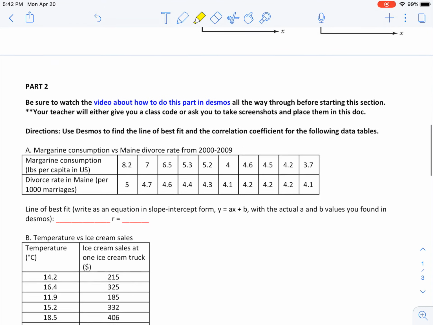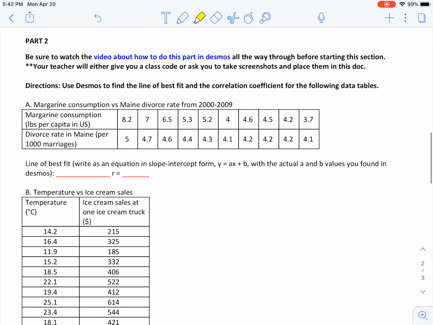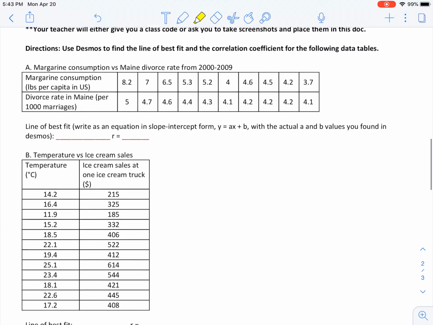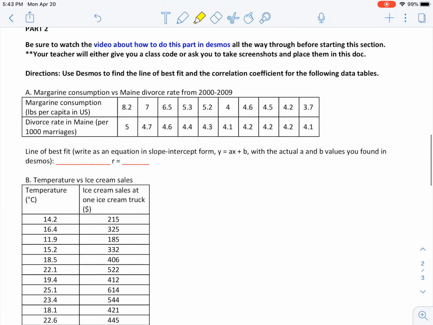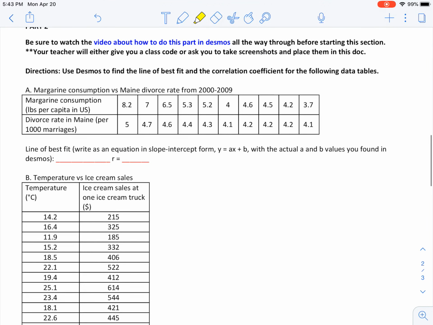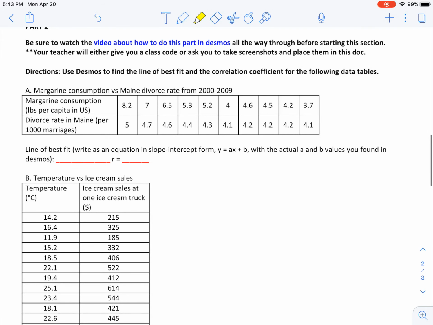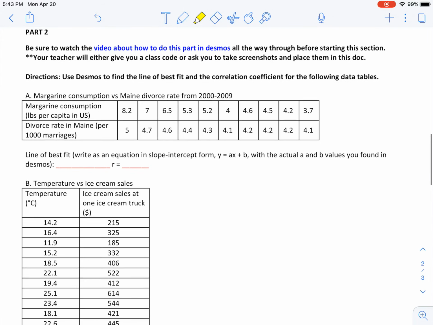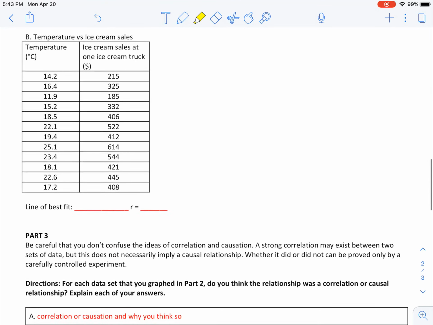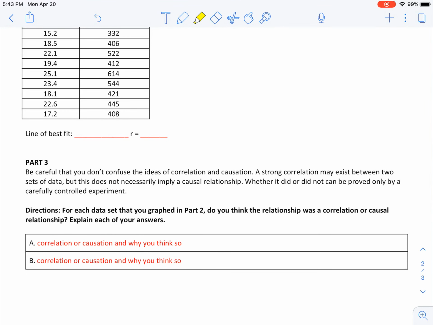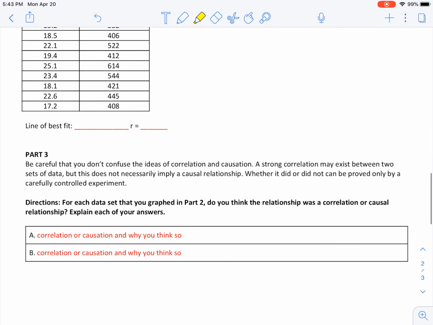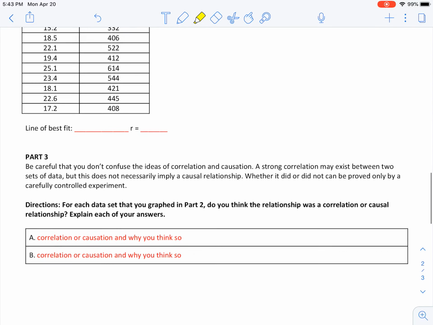Then you will watch another video that will help you with part 2 on how to apply this in Desmos and find a line of best fit using the capabilities in Desmos, which if you did the coronavirus task part 3 several weeks back, you've done something very similar to this already. And then also analyze whether or not these relationships are correlation or causation.